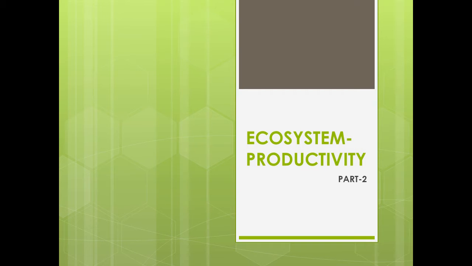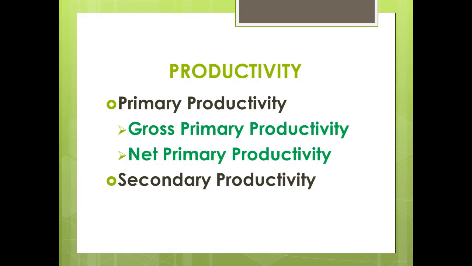Ecosystem. So in the previous video we have learned that there are four components, namely productivity, decomposition, energy flow and nutrient cycling in the ecosystem. Now in this video let us learn about productivity. A constant source of energy is the basic need for any ecosystem to function and sustain.